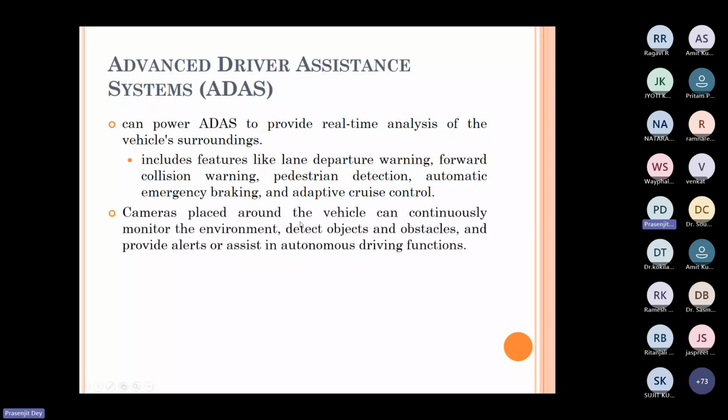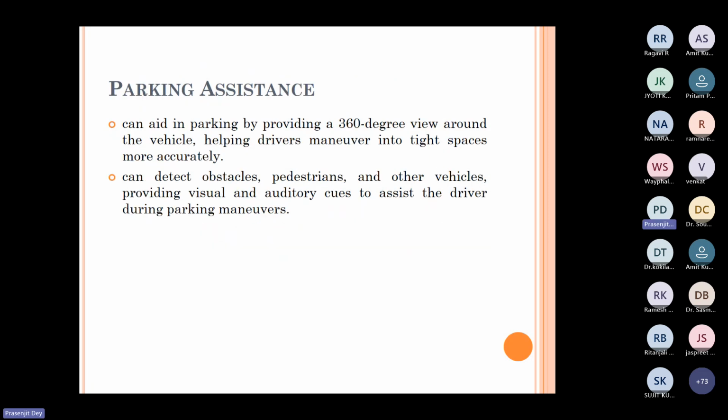So cameras placed around the vehicle can continuously monitor the environment, detect objects and obstacles, and provide alerts or assistance to the autonomous drive. Now, parking assistant: it can aid in parking by providing a 360-degree view around the vehicle and helping the driver maneuver into a tight space accurately.